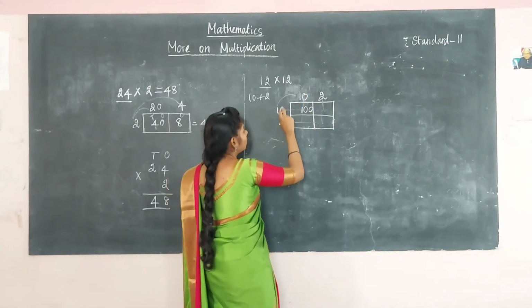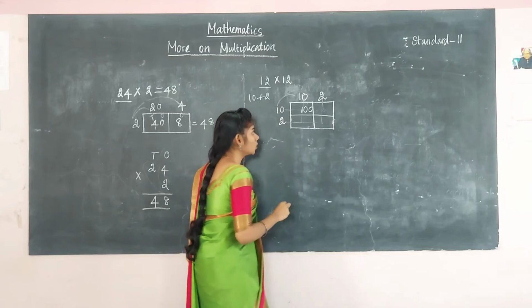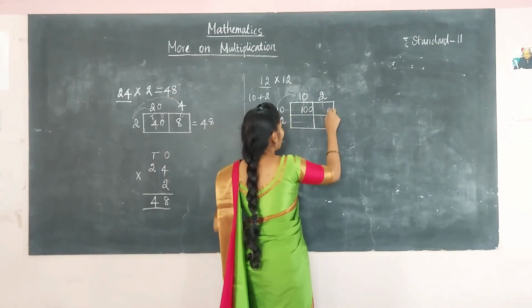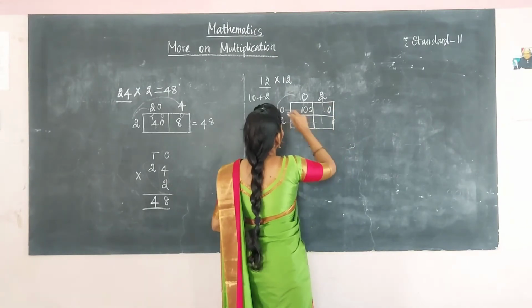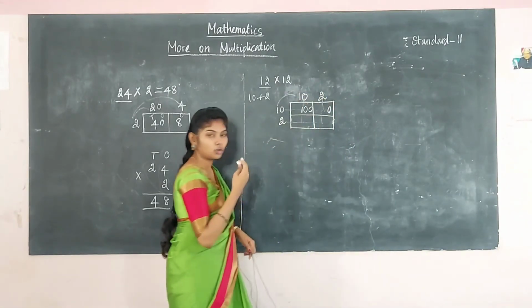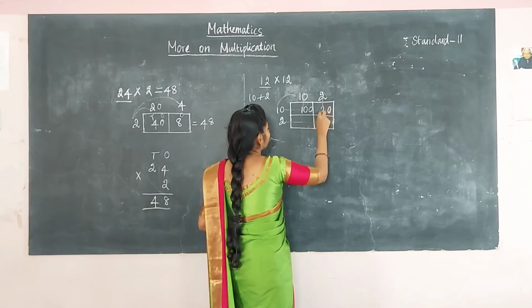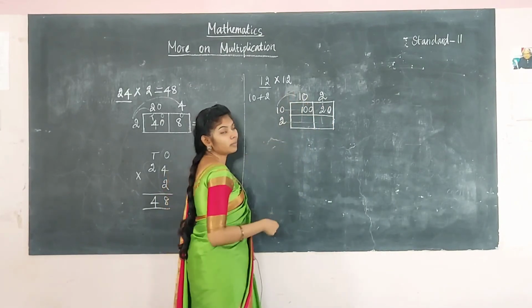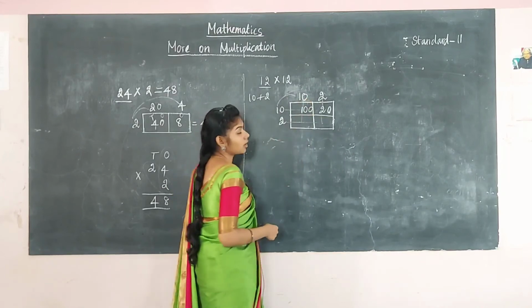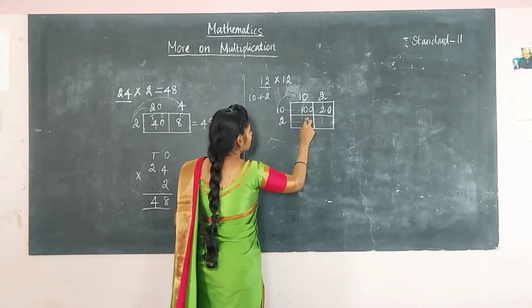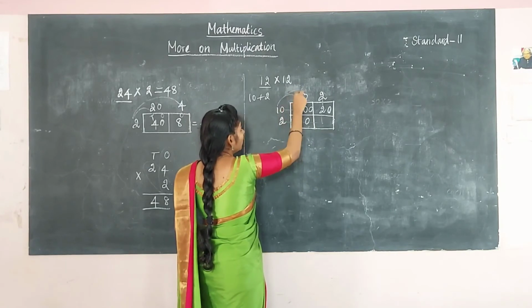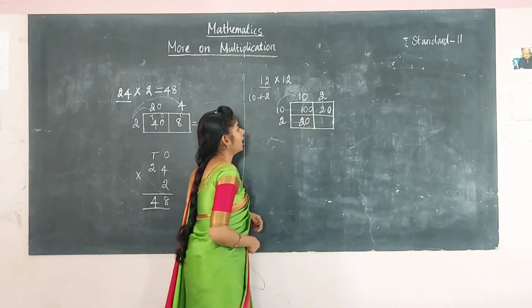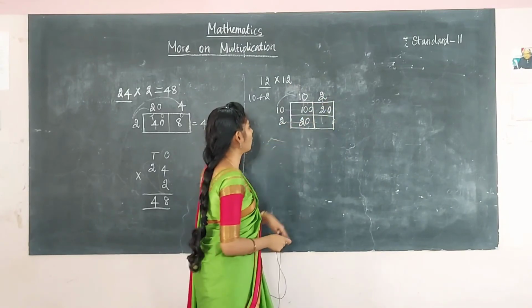And here you have to multiply 10 and 2. Here only 1 0 is there, no? So in the last place you have to write a 0. And now multiply 1 and 2: 1 2s are 2. And next here 2 and 10 should be multiplied. Here only 1 0 is there, so you have to write only 1 0 in this place and multiply 2 and 1: 1 2s are 2. And here 2 2s are 4.